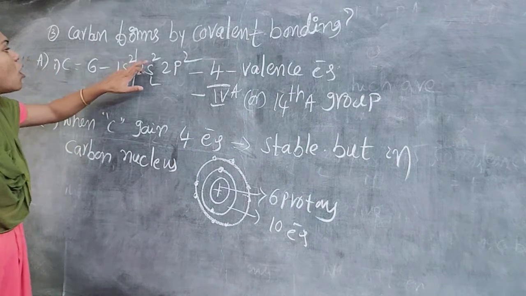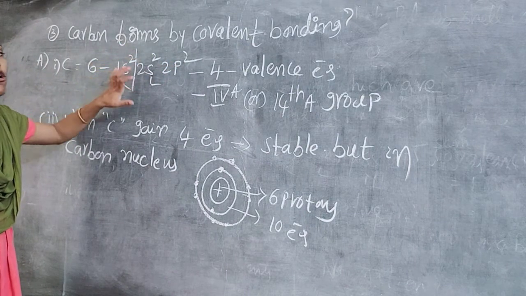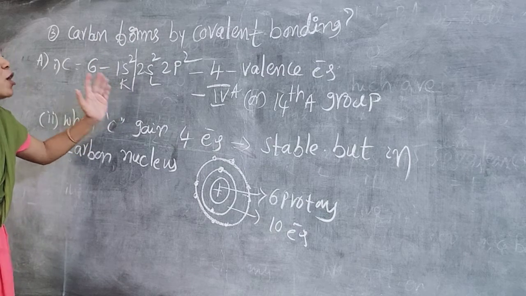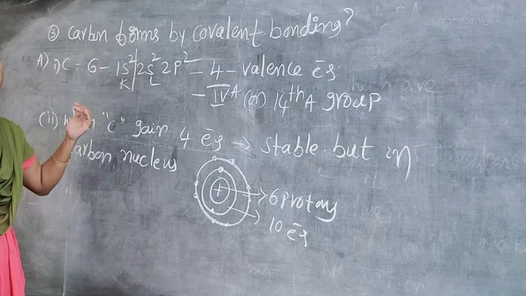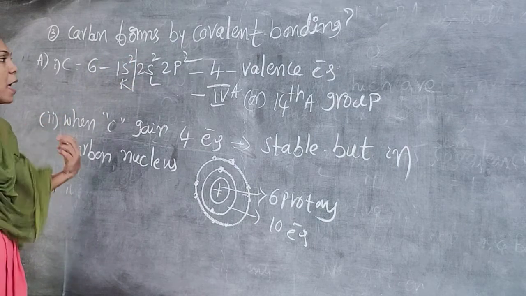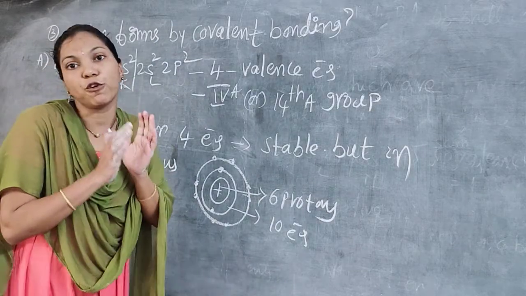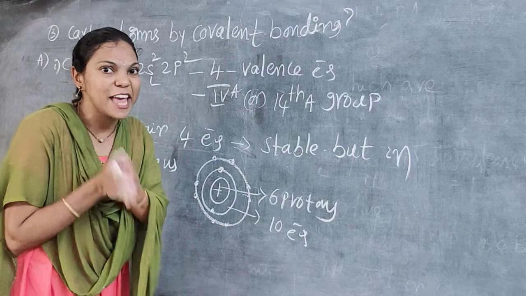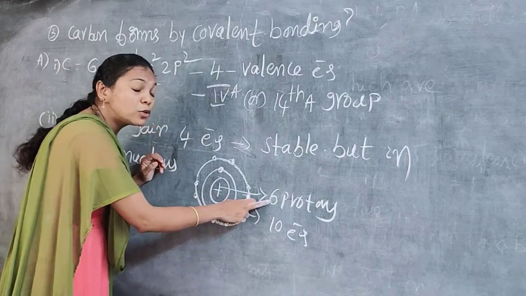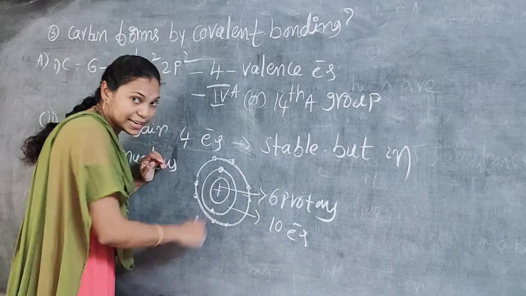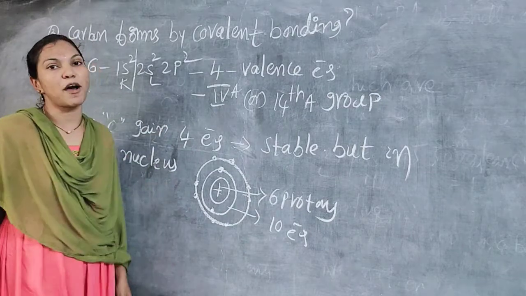Carbon has 4 outer shell electrons. Okay. If carbon gains 4 more electrons for getting stability, total how many electrons? 4 plus 2, total 6, and 4 more electrons gained means total 10 electrons. But the proton number does not increase, even though the carbon gained 4 electrons. The proton number is the same, that is 6. So carbon does not have the capability to hold 6 protons with 10 electrons. This is highly impossible.